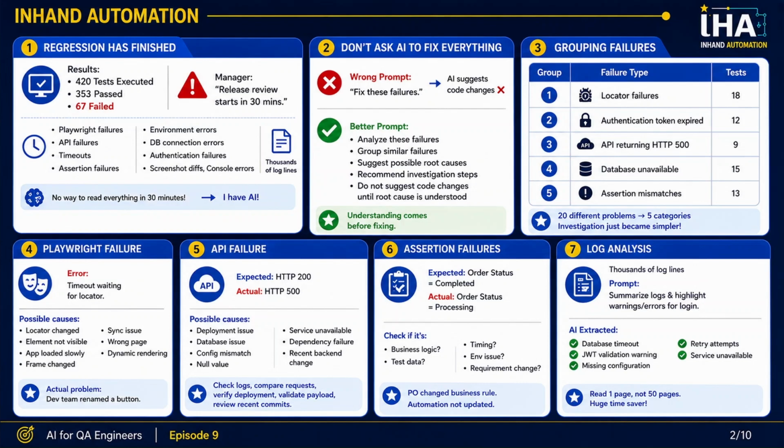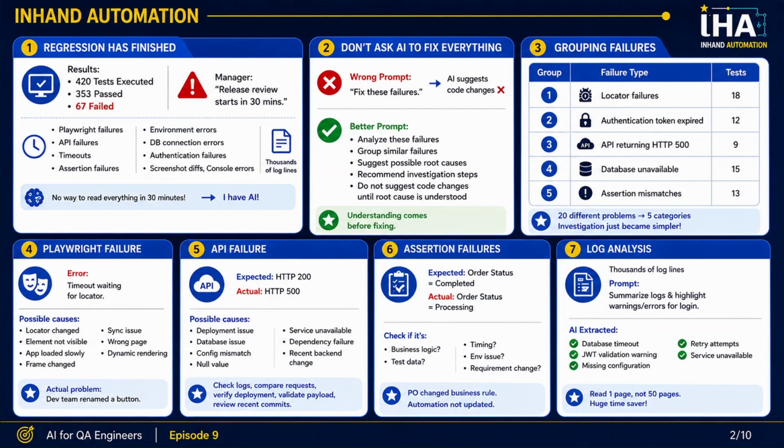Rahul opens the execution report and sees that there are Playwright failures, API failures, timeout failures, some assertion failures, some environment errors, database connection issues, and many more, and thousands of log files. So Rahul thinks there is no way he can read all of these in 30 minutes. Then he remembers, okay, I have AI now. So Rahul opened up the assistant and started writing the prompt.